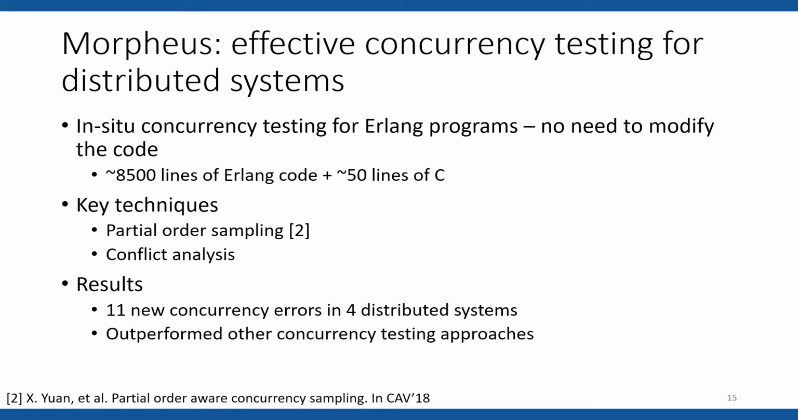The second technique we introduced is conflict analysis, which continuously analyzes the explored executions and identifies critical operations that may affect the testing result. And Morpheus can focus on exploring the interleavings of the critical operations instead of all the operations. With the two techniques, Morpheus found 11 new concurrency errors in 4 distributed systems, and our evaluation results showed that it outperformed other concurrency testing approaches. Now I'm going to further explain the key techniques.